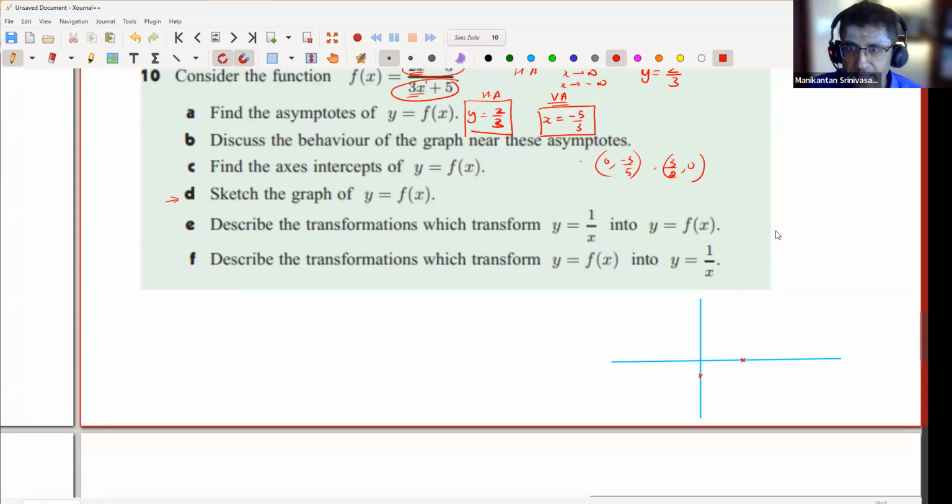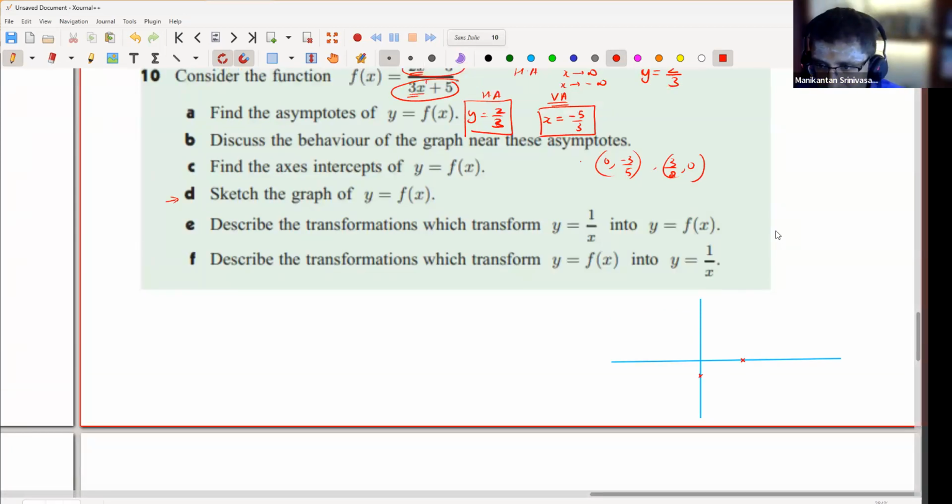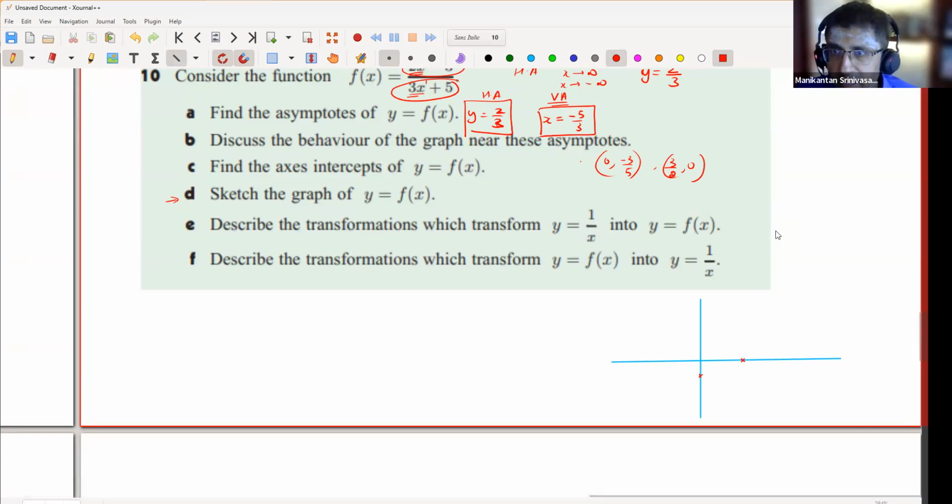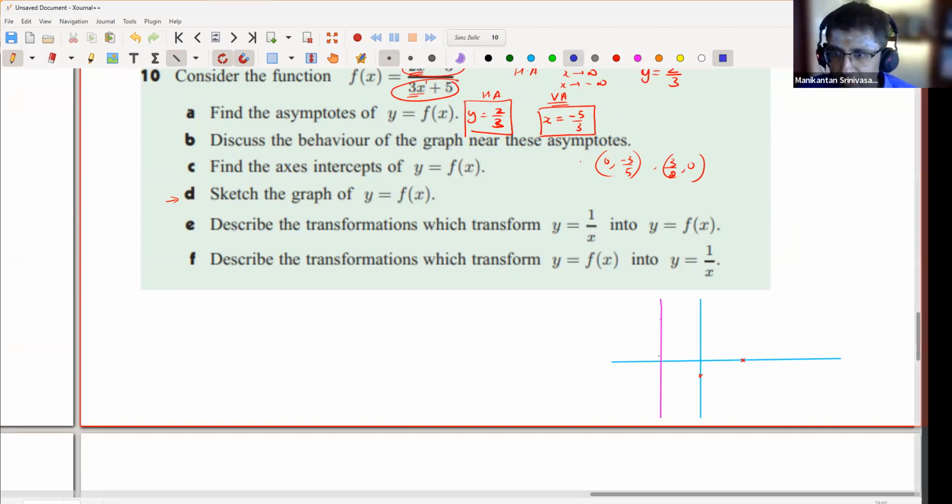And then the vertical asymptote is at x equal to minus 5 by 3. So let me plot a vertical line at minus 5 by 3. Okay, so this is the vertical asymptote, and the equation of the vertical asymptote is x equal to minus 5 by 3. Okay, and the horizontal asymptote is at y equal to 2 by 3. So let's put a horizontal line at 2 by 3.